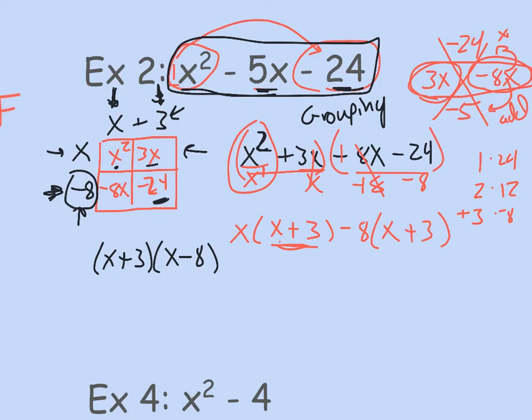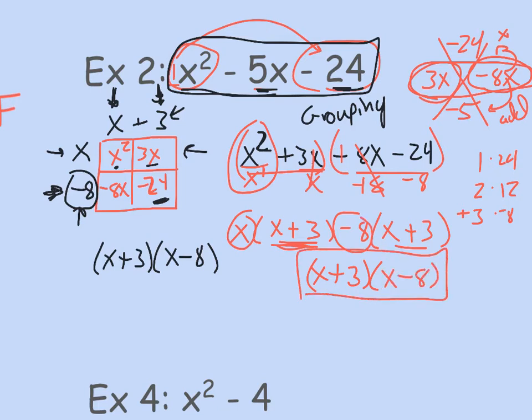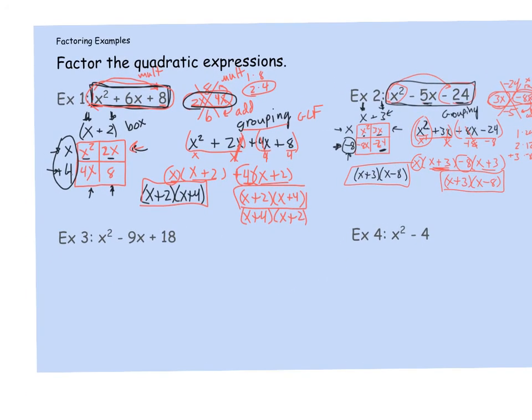So the first thing we have is an x plus 3 for both of them. That's my first factor. And I'm multiplying it by x and negative 8. Those are my other two factors. And you can see they're the same as these ones. You don't have to do both methods. I'm just showing you both methods. You can choose whichever method works best for you. Okay?